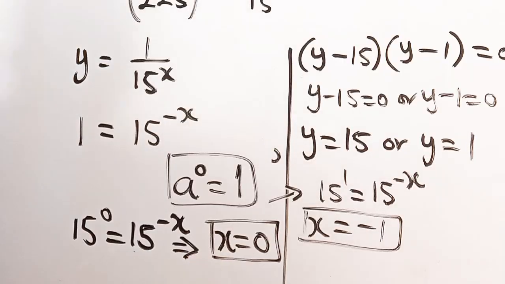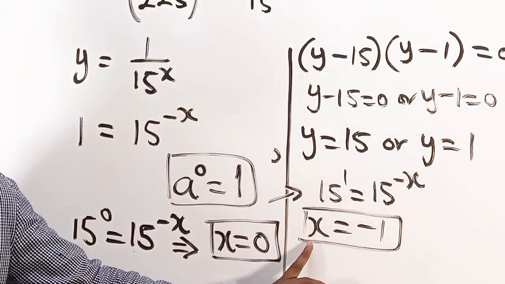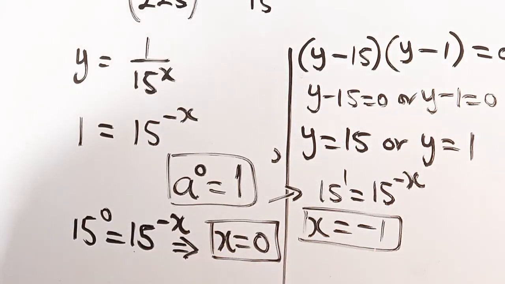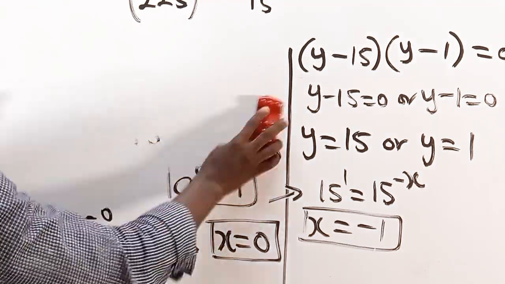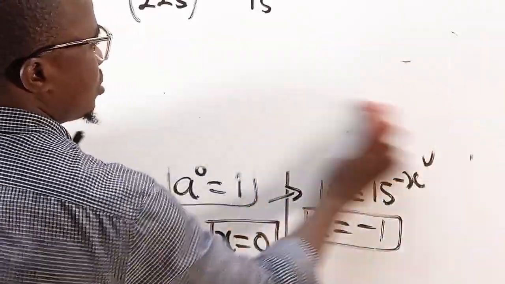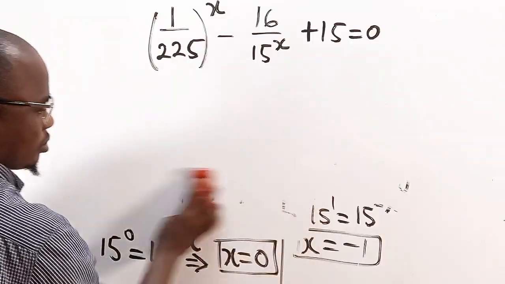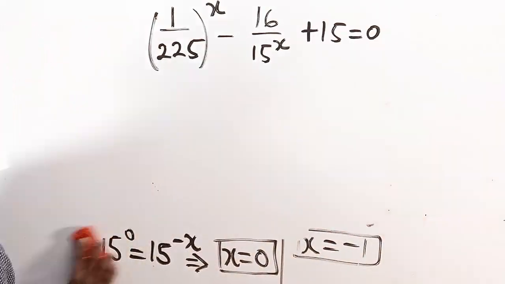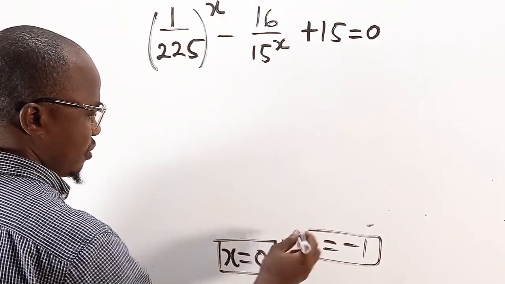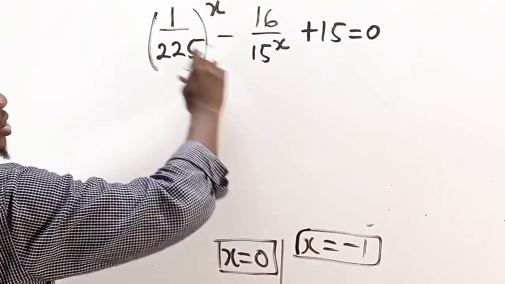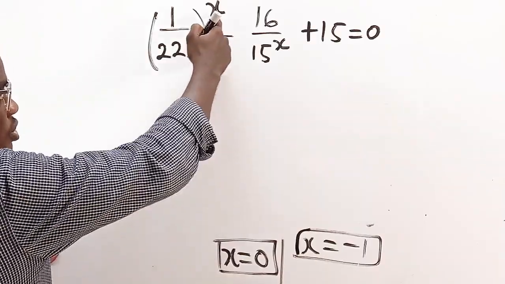So we have two solutions, x equals minus 1 and x equals 0. We can easily check whether we are right or not. So to check, we are going to put the values back in. Let's check for x equals 0. Anywhere you see x, put 0 there.